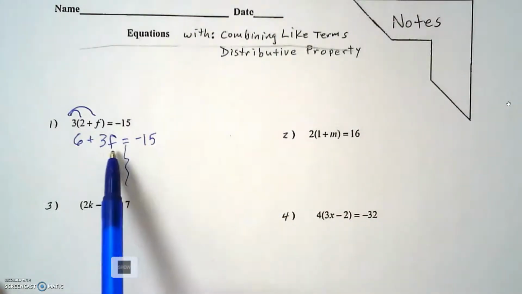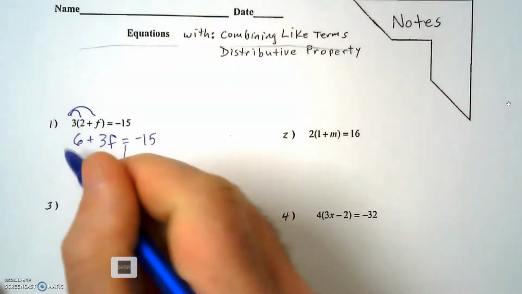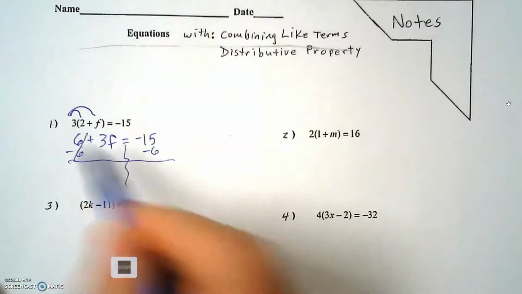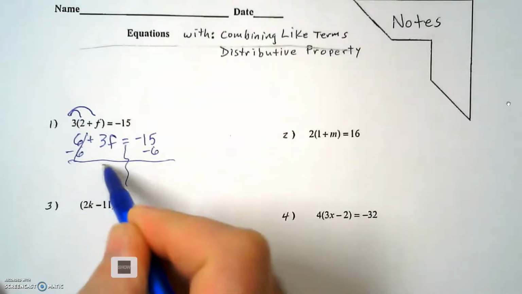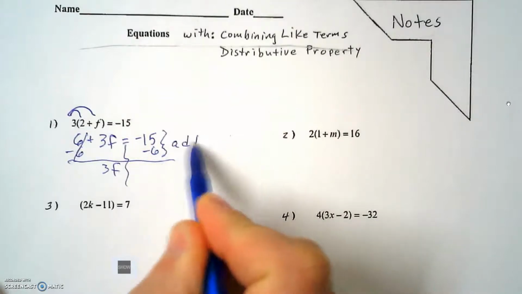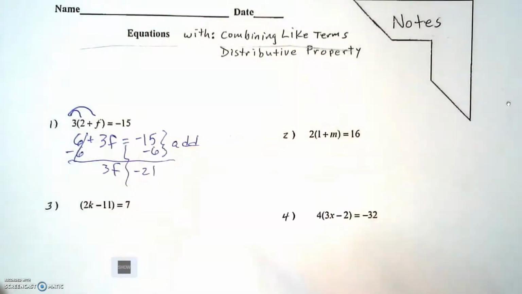I want f all alone. I deal with that last. I cancel the positive 6. It's a negative 6. I draw this line here. 6's cancel. 3f comes down. Over here, I normally add these. I think that's easier than doing negative 15 minus 6. Just add them, and you get negative 21.